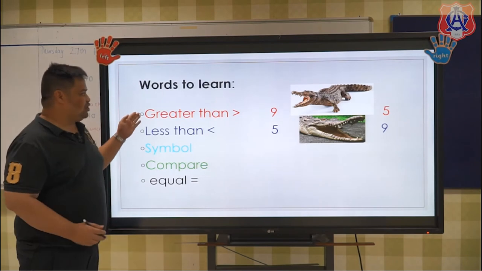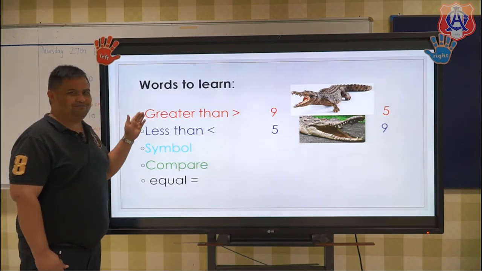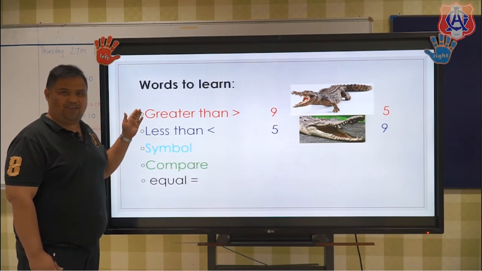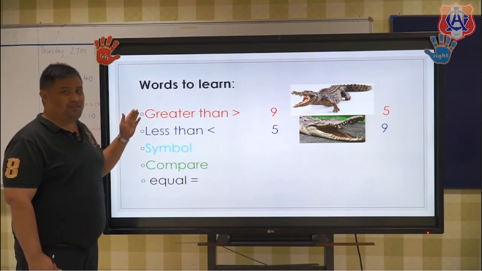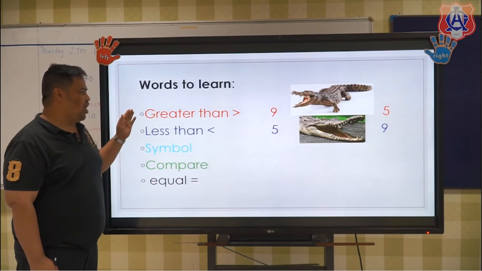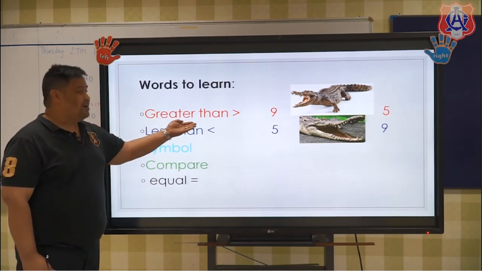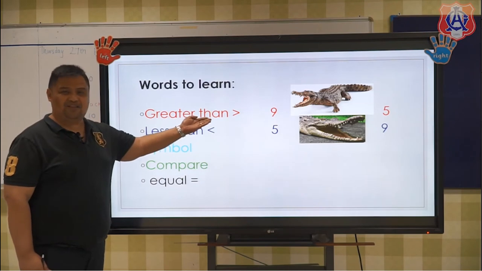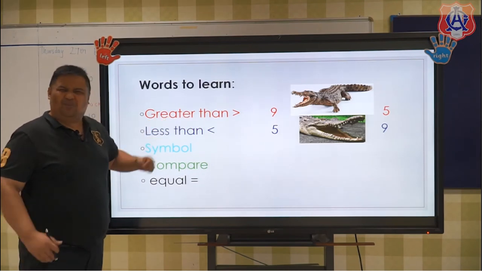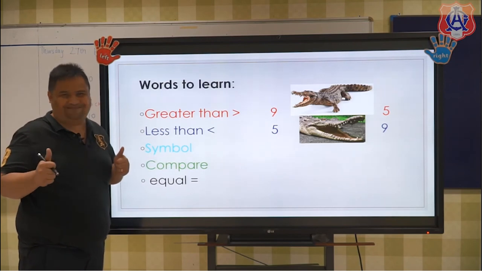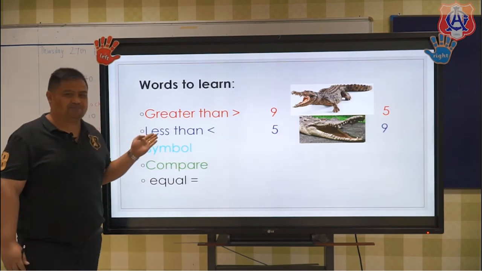Let's start with greater than. Everybody say greater than. And how do you spell greater than? Let's start with G-R-E-A-T-E-R, greater, T-H-A-N, than, greater than. Which means there's more, there's a lot, there's many. Let's move to the next one.